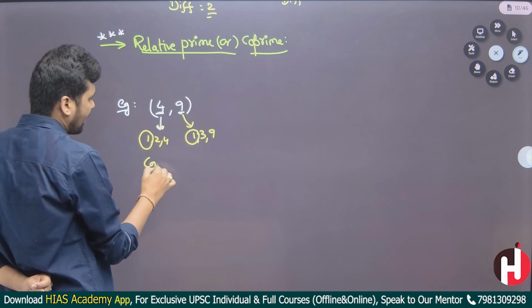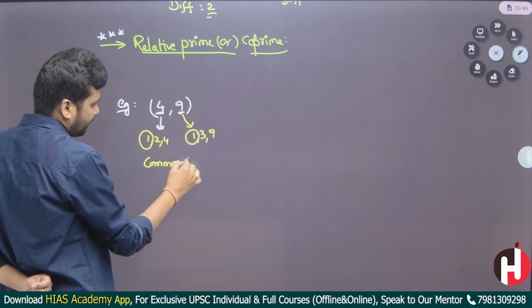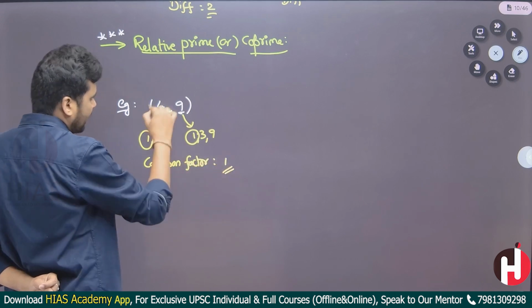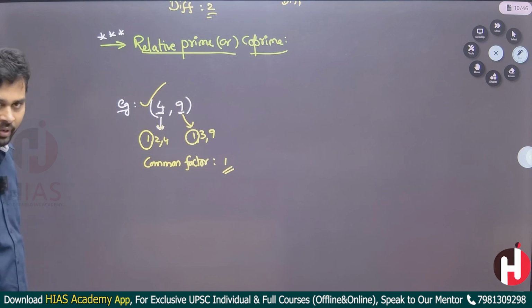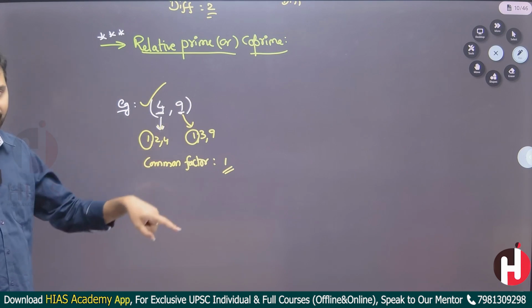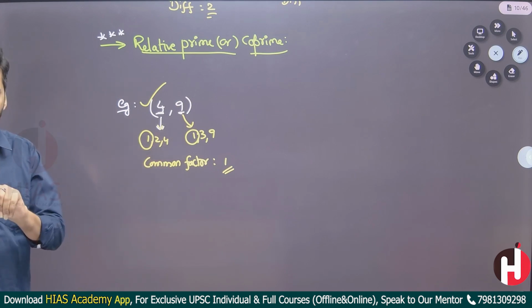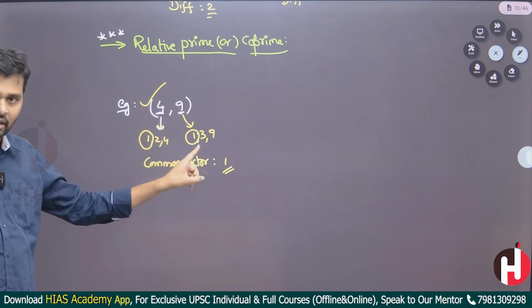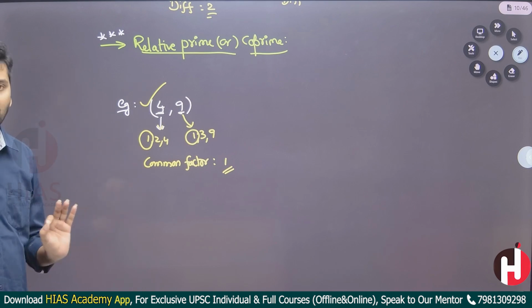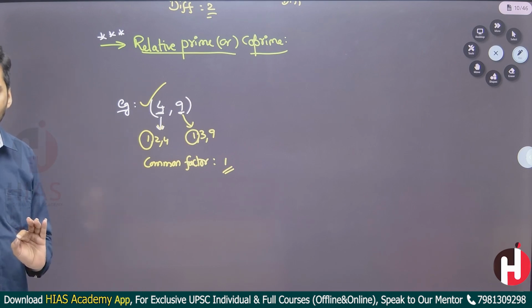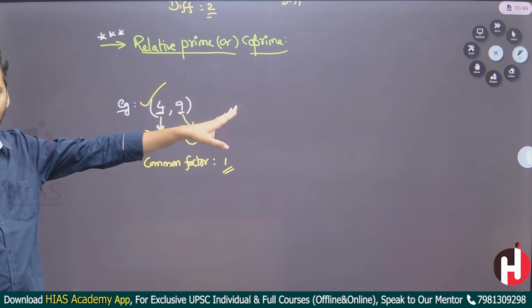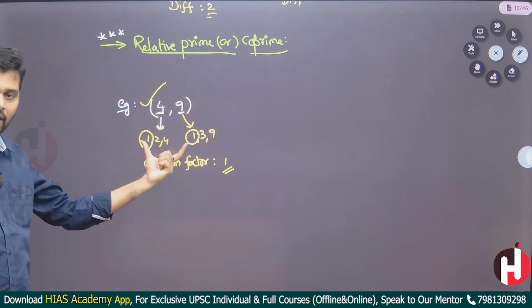1. The common factor is 1. So we considered 4 and 9 as co-prime, which means that if two or more numbers have only one common factor, those numbers are called relative primes or co-primes. Do you understand it? Two numbers, or more than two numbers, can also be considered.